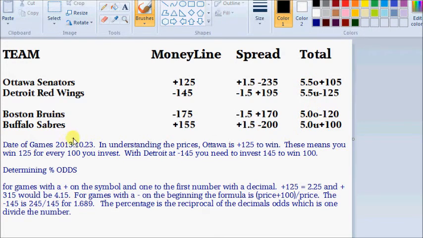This is at 5. So in understanding the prices, Ottawa is plus 125. This means you win 125 profit for every 100 you invest. If you were to bet on Detroit, you would have to invest 145 to win 100 profit. I like to determine the percentage odds. To do this, for games with a plus symbol, like the Ottawa one, you take the number and add 100 to it, so plus 125 equals 225. If there was a line at plus 315, it would be 4.15. So that one's very easy.